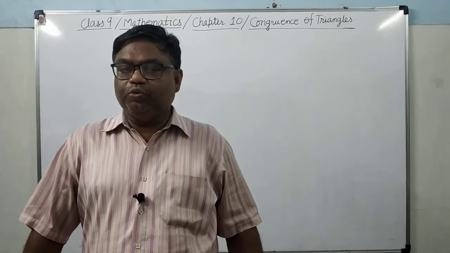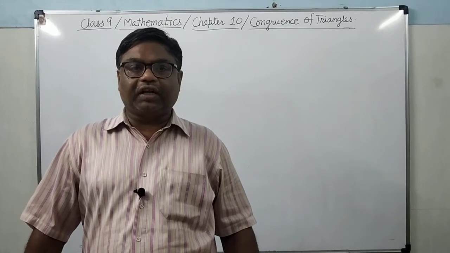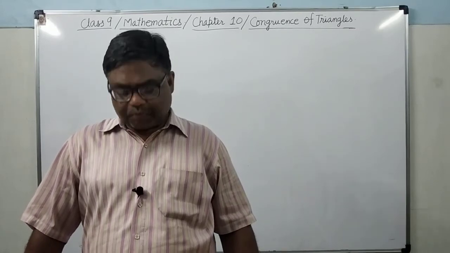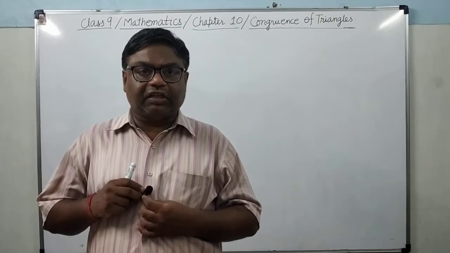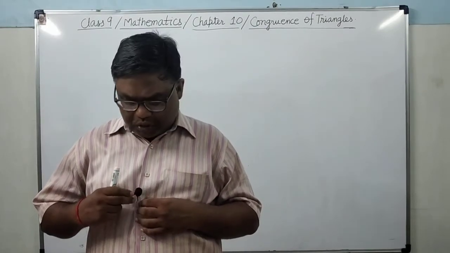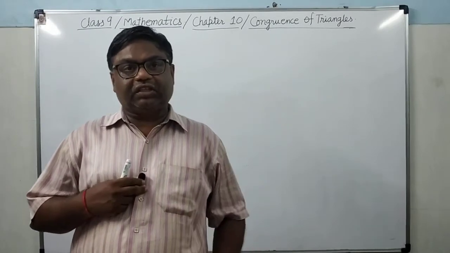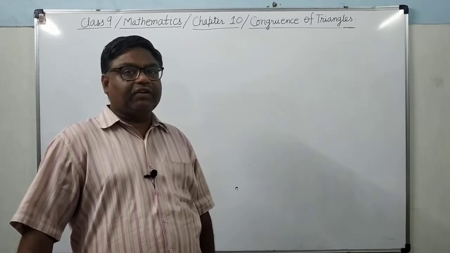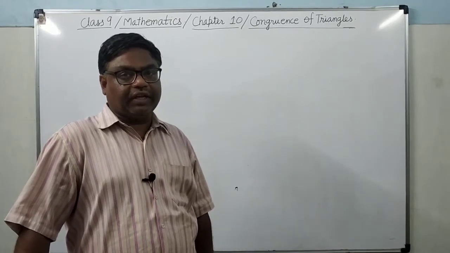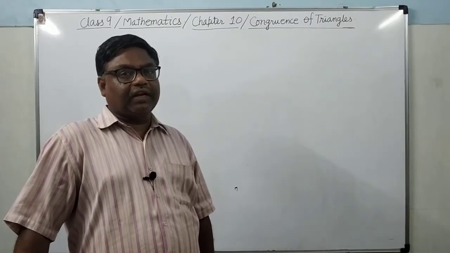I have told you one property also, the angle sum property of the triangle. What is the angle sum property of the triangle? According to it, the sum of all the angles of a triangle equals 180 degrees. A triangle has a total of 6 components, 3 angles and 3 sides, and the sum of all the angles of a triangle is equal to 180 degrees. Is it clear? This is the angle sum property of a triangle.